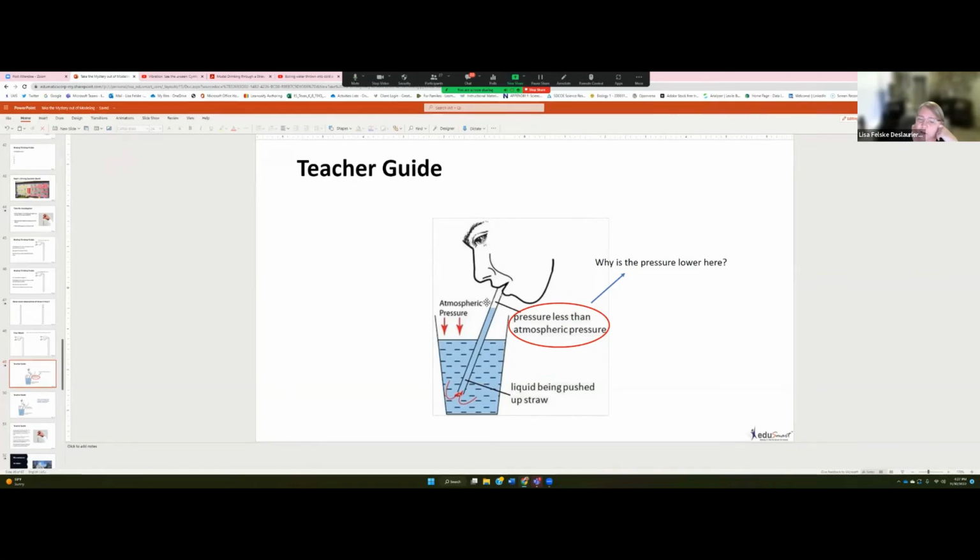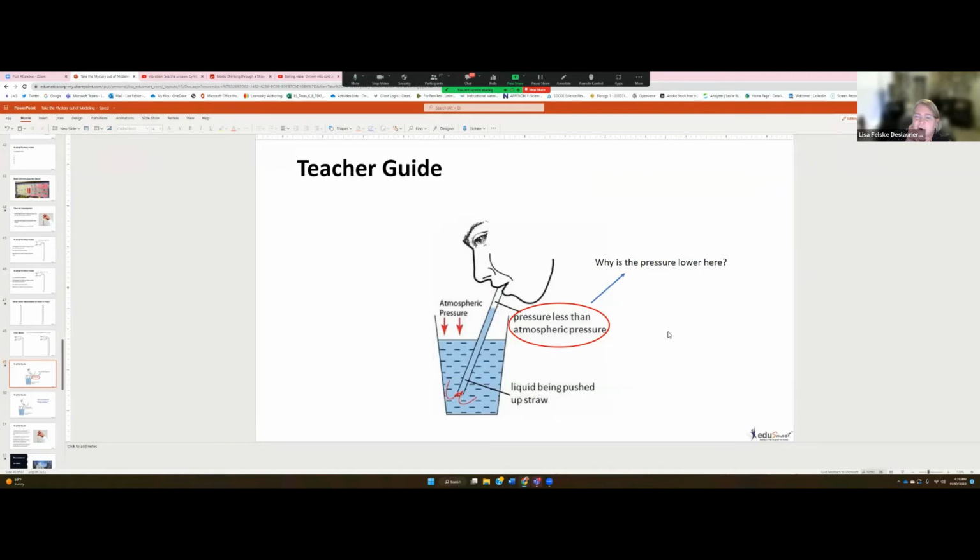Liquid goes up the straw because the pressure is less here. And why is the pressure lower? There's atmospheric pressure pushing down, and what happens is it pushes the liquid up the straw when the pressure's lower here. So why is the pressure lower here? Does anyone know?